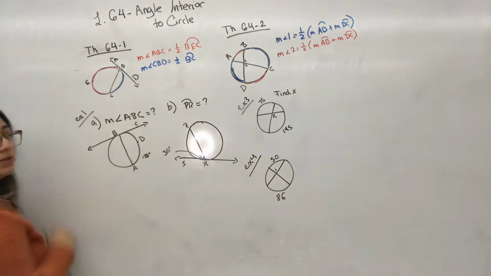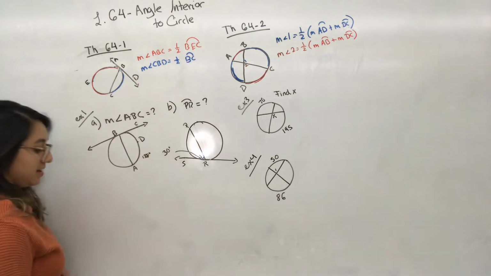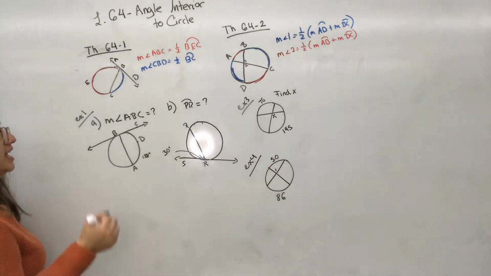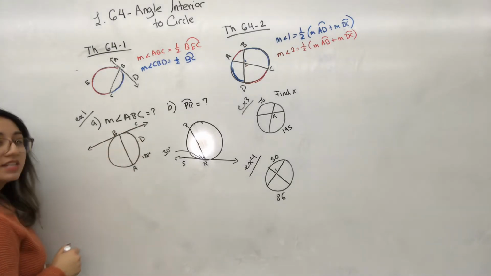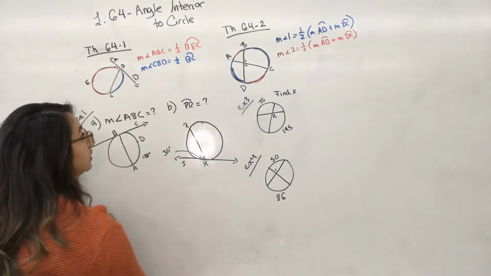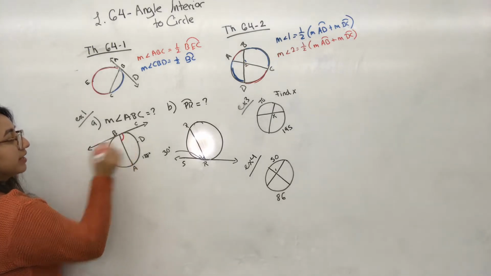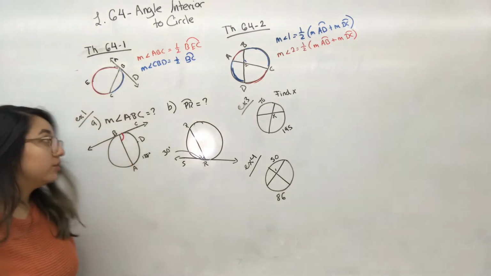Now here, example 1. Again, these are the equations. Example 1: the measure of ABC is question mark. That means we have to look for the angle. I'm going to use a different color. ABC is this angle right here, and we have to find the angle.